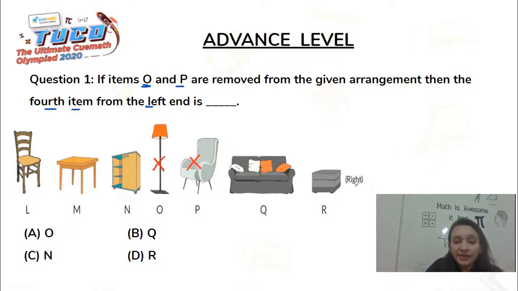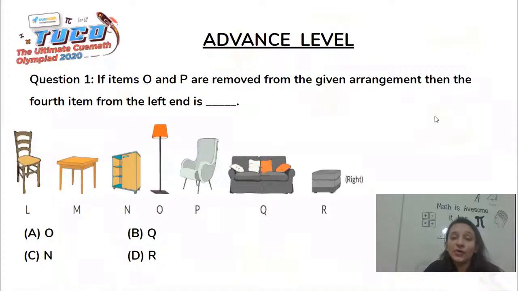Now they've already given us which is the right side, so this would be the left side. And they ask us to find the fourth item from the left end. So we start counting. This becomes 1, 2, 3. The crossed ones we do not count. And this is the fourth. So item Q, which is a sofa, becomes the fourth item from the left end, and hence the correct answer becomes option B.